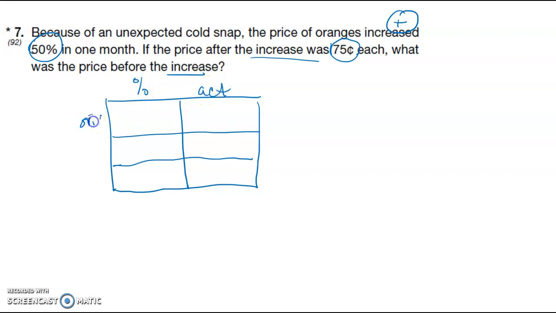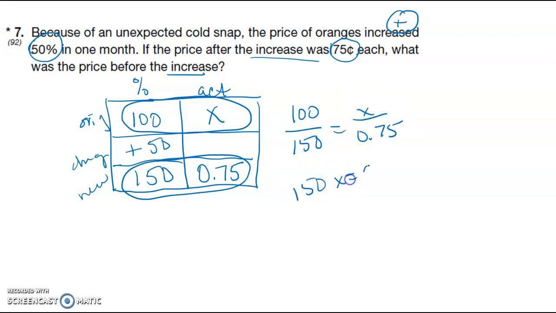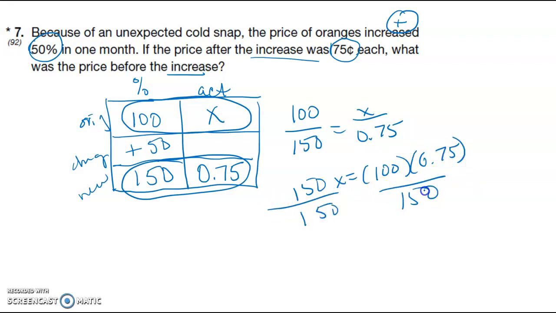Actual, original, change, new. This is 100%. It says it increased 50%, so we're going to increase that 50%. If the price after the increase was 75 cents, please note how I wrote that. What was it before, which is up here? So we want these two lines. Okay, and I got 50 cents.